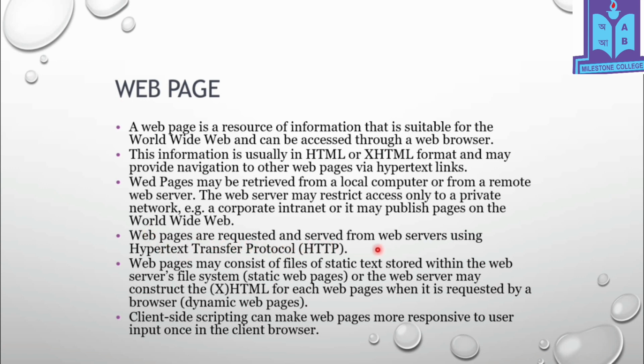So web pages are requested and served from web servers using hypertext transfer protocol, which I mentioned earlier. Web pages may consist of files of static text stored within the web server's file system, like a static web page, or the web server may construct the XHTML for each web page when it is requested by a browser, like dynamic web pages. Client-side scripting can make web pages more responsive to user input once in the client browser. So this is what we have in a single web page basically.